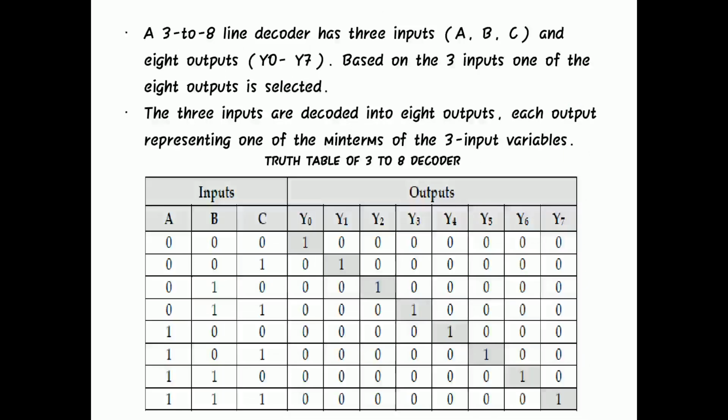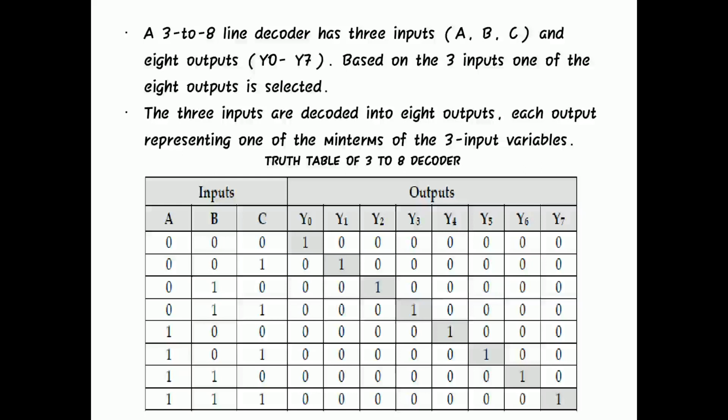So I am going to read this statement again. A 3 to 8 line decoder has 3 inputs, as we know, A, B, C, and it has 8 outputs, Y0 to Y7. So based on these 3 inputs, one of the 8 outputs is selected. So the 3 inputs are decoded into 8 outputs. Each output represents one of the minterms.